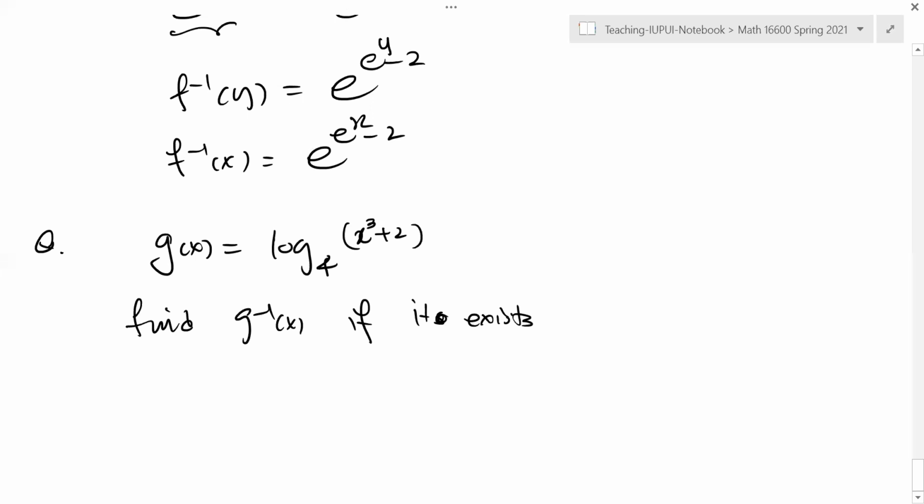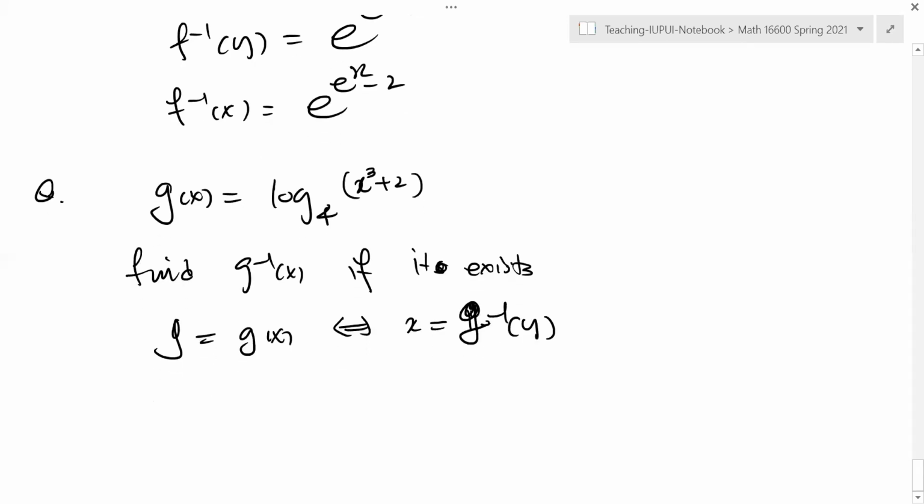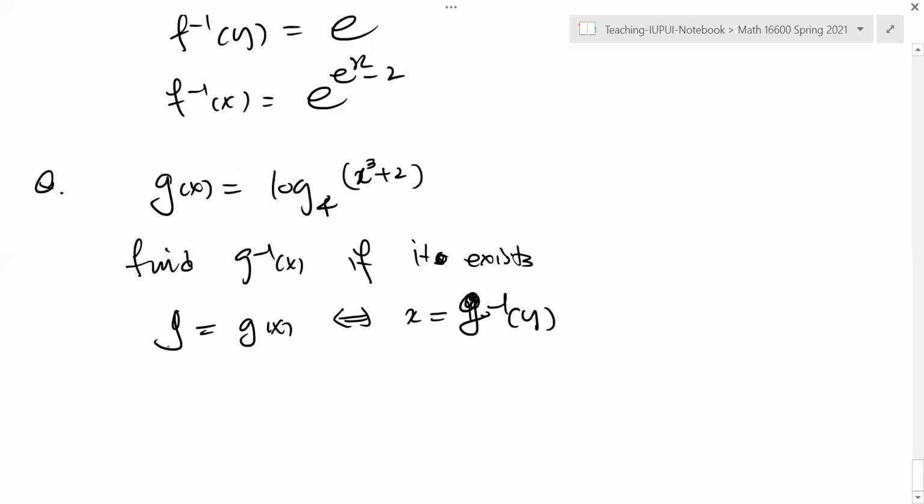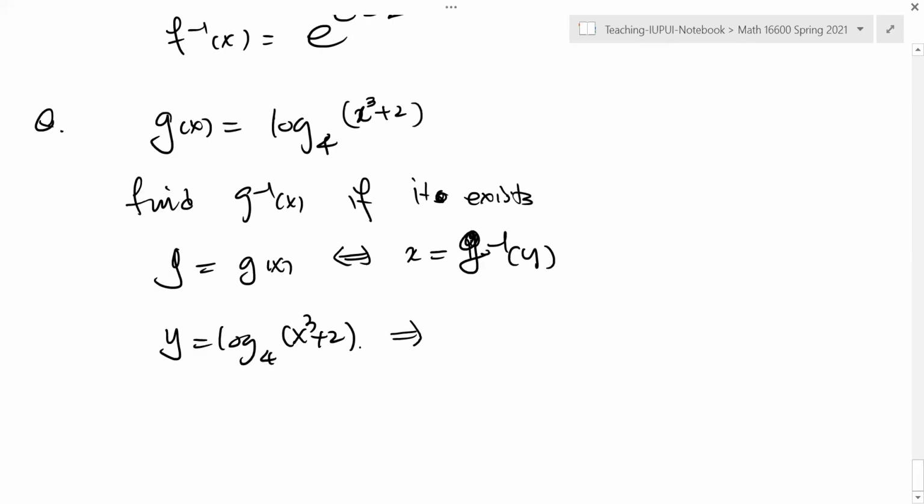Okay. So you set y to be g of x, right? You're supposed to solve for x, and then you get the inverse function, right? So can you try this by yourself? Okay. Can you solve for x? Yeah. Go ahead, please.